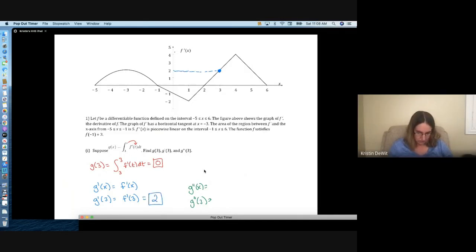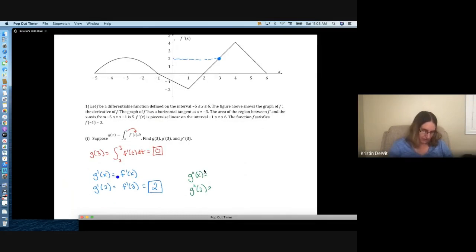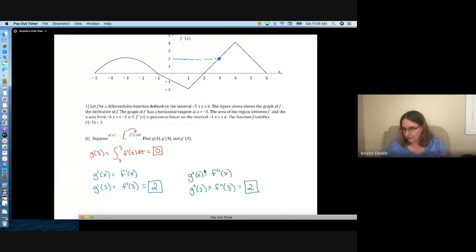And then this last one, g double prime. Well, if g prime of x is f prime of x, then g double prime of x is f double prime of x. So f double prime of 3 then. And that means, now this is what we were talking about, the slope at 3, the slope of f prime at 3. So now we're actually talking about the slope here, which was up 2 over 1. So your slope was 2. So that could be a nice 3-pointer.